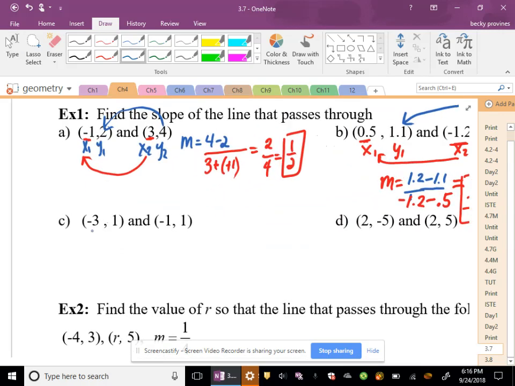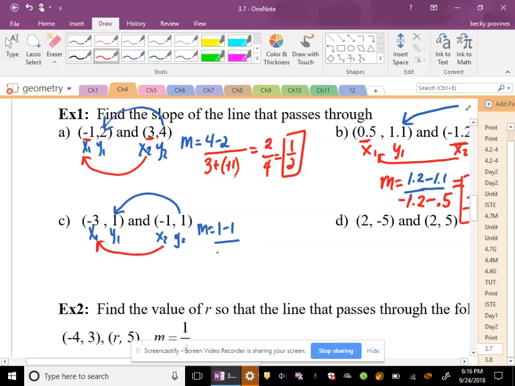So we have x1, y1, x2, y2. Let's subtract the y values: 1 minus 1, over, now let's subtract the x's, negative 1 minus negative 3. Now hopefully you see something happening here. 1 minus 1 is 0. In my denominator, I have two negatives that turn into positive. So I have 0 over 2.